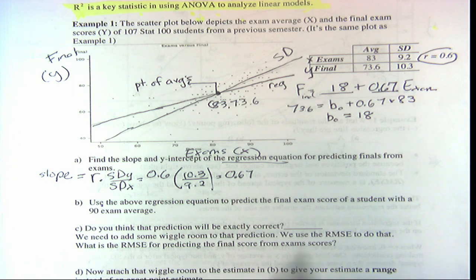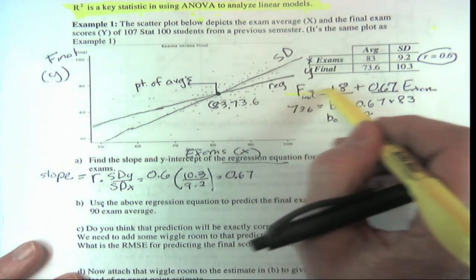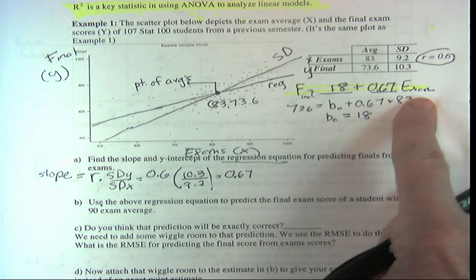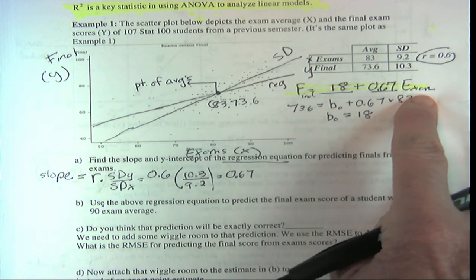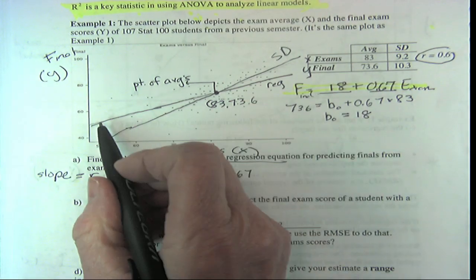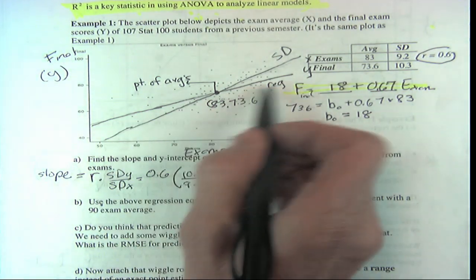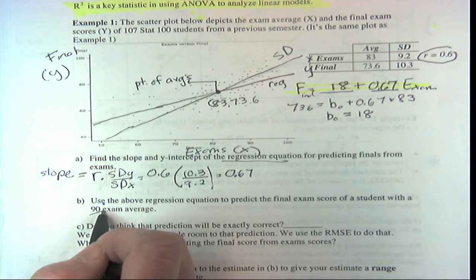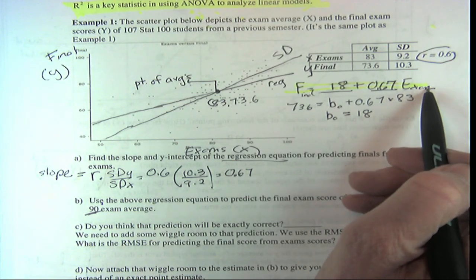So that's our regression equation right here. That's our equation. And then we're going to use this, just if I gave you an exam score, you could predict what they'd get on the final, which is just finding the y value here on this line. So let's do that for somebody who got a 90. So we'll just plug in 90 for the exam.